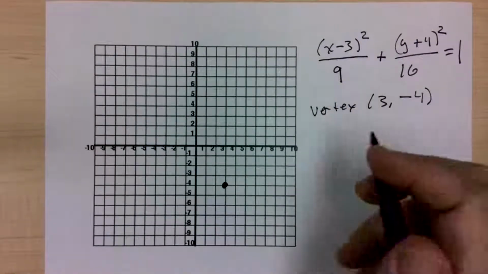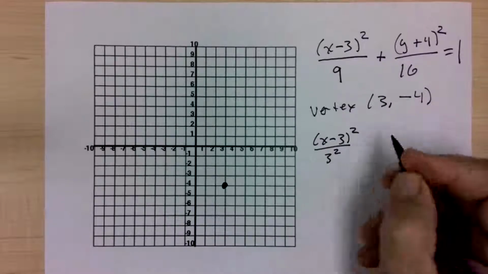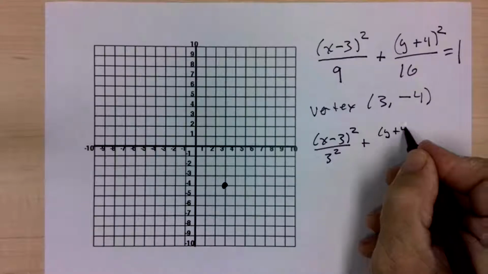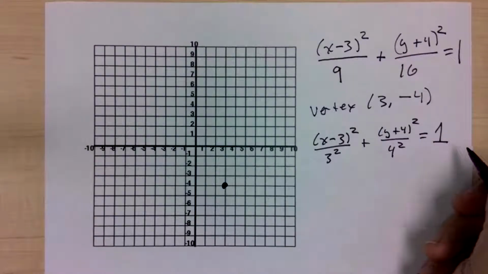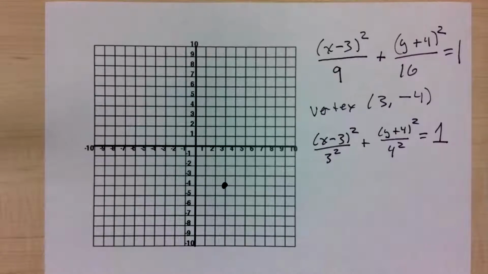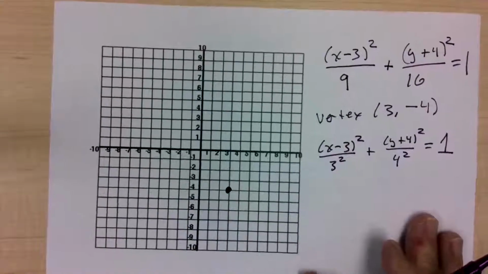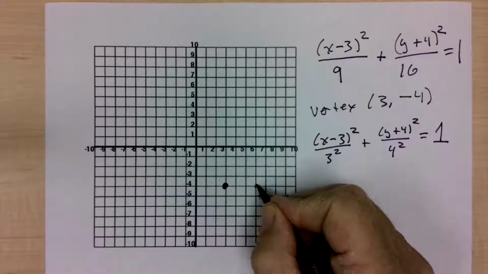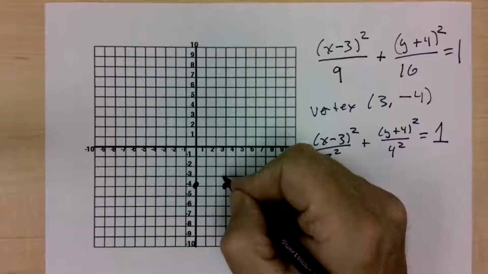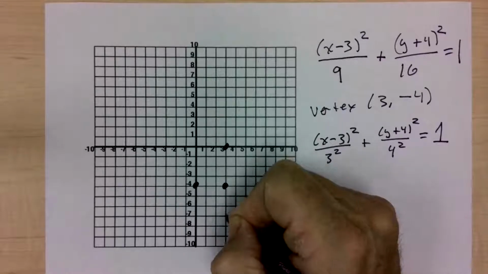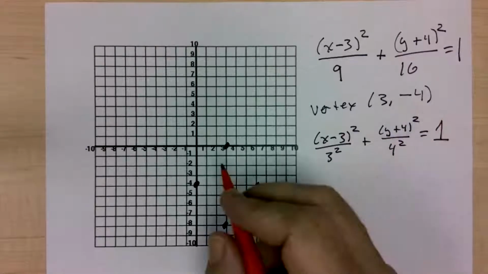In the x direction, our span will be 3 because we'll rewrite this as x minus 3 squared over 3 squared. So my span in the x direction is 3, plus y plus 4 squared over 4 squared. My span in the y direction will be 4, equals 1. So starting at the center, moving 3 units, my span in the x direction is 3. Moving 3 units in the x direction both ways, we get 1, 2, 3 here, 1, 2, 3 here. In the y direction, our span is 4. 1, 2, 3, 4. 1, 2, 3, 4. So our ellipse this time is not centered at the origin. Our ellipse is centered at 3, -4.